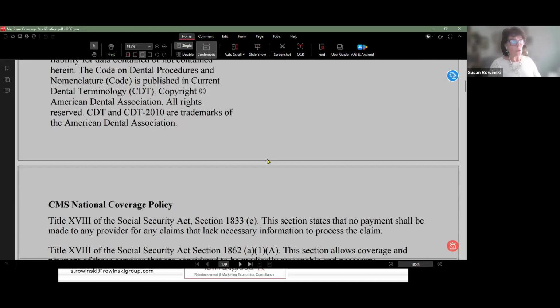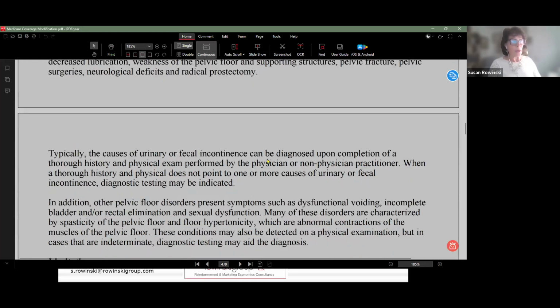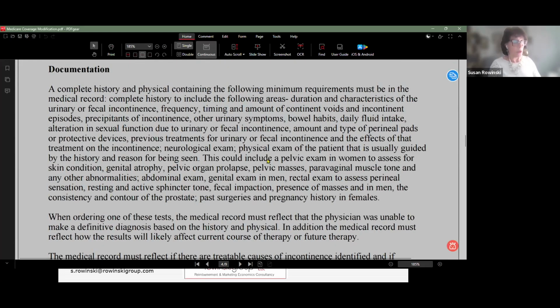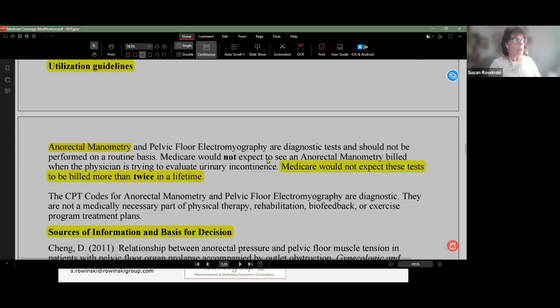And what had happened in the course of them developing their point of care test to diagnose fecal incontinence, Medicare made a change that was national. What Medicare did is they said in their national coverage policy, which has to be followed throughout the country, Medicare does not expect any anorectal manometry test to be billed more than twice in a patient's lifetime. So we went from unlimited use of the anorectal manometry test to twice in a patient's lifetime.